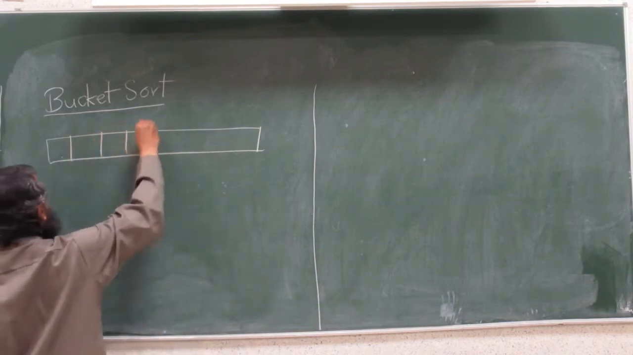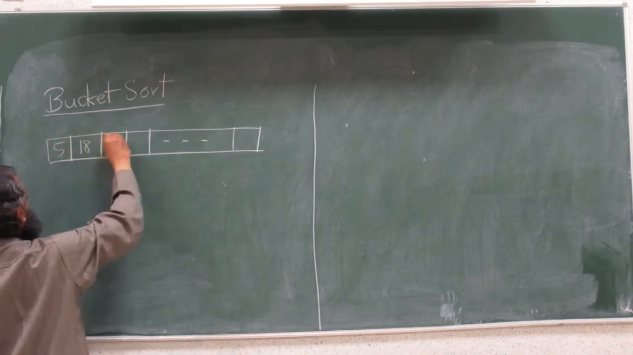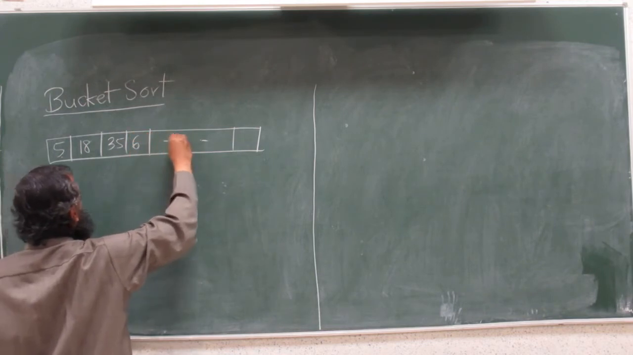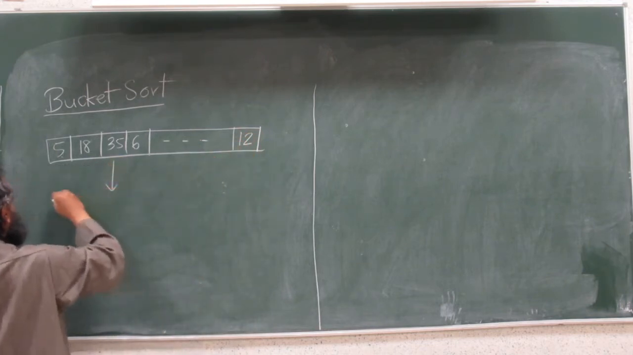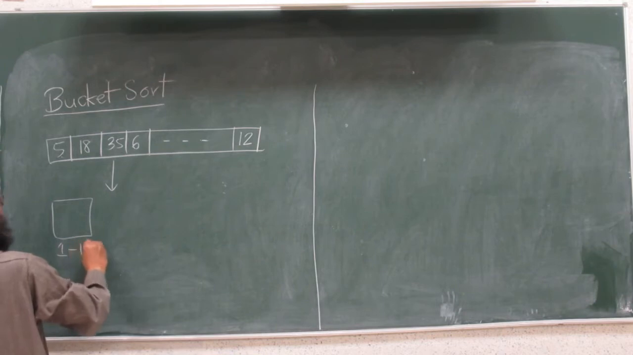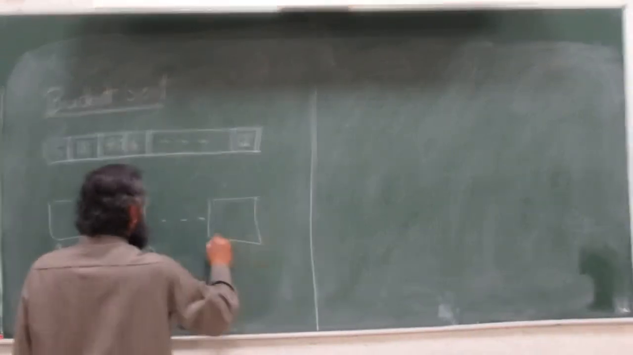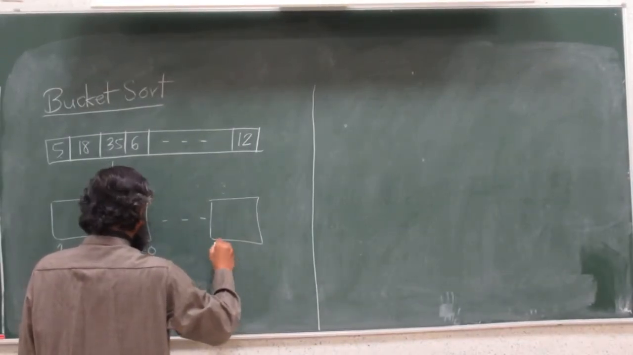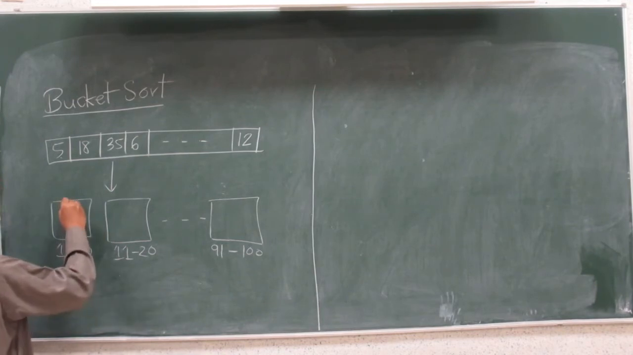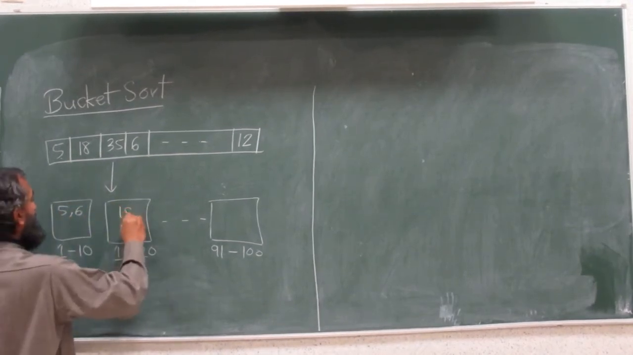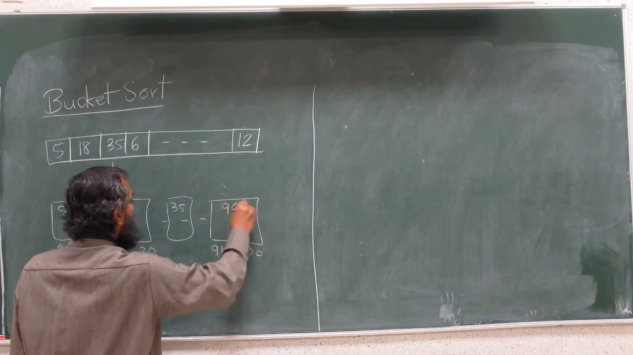Okay? So, just to demonstrate this on the board, let's say you have an array, and the numbers are from 1 to 100 for now: 5, 18, 35, 6, and so on and so forth, and this could be, say, 12. In the first pass, the numbers from 1 to 10 should be here, 11 to 20 here, and so on up to 91 to 100. When you go through this first phase, 5 will be here, 6 will be here, 18 will be here, 35 will be in its appropriate bucket, 94 will be here, and so on and so forth.